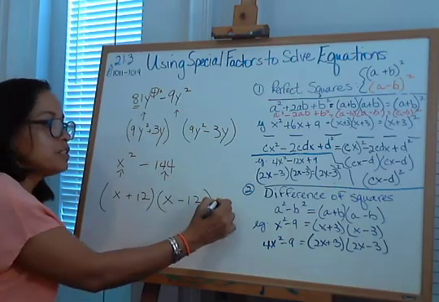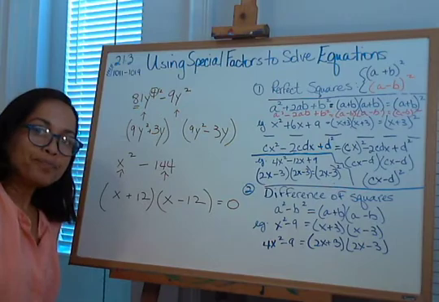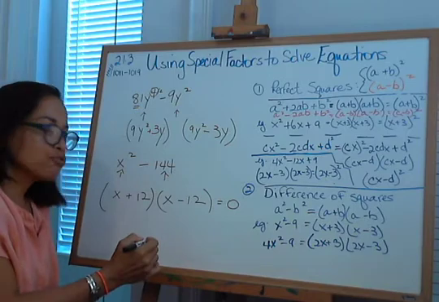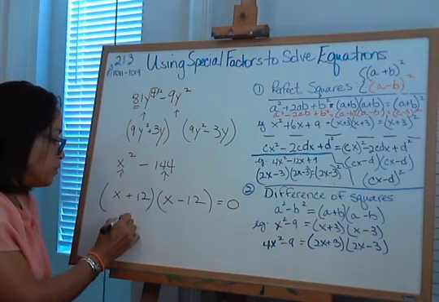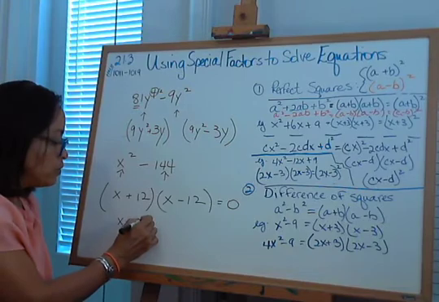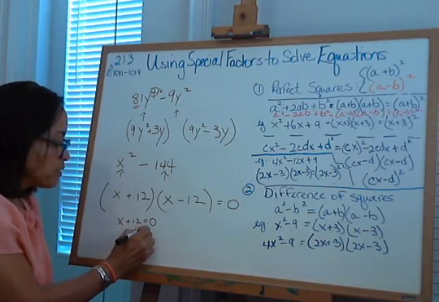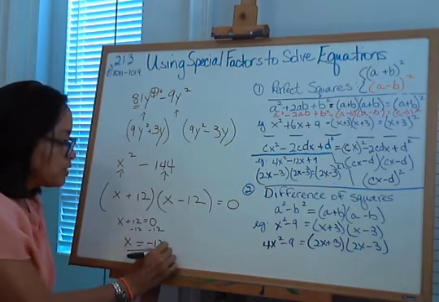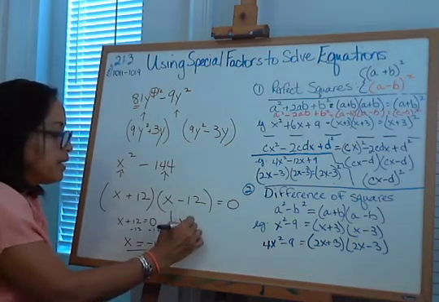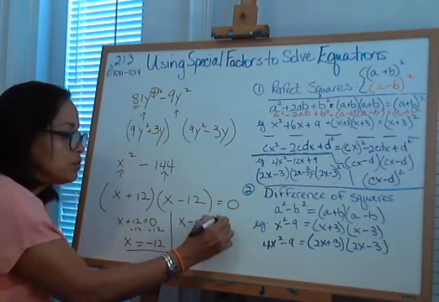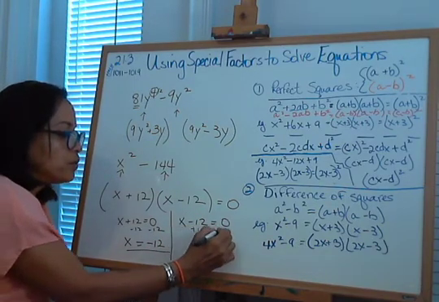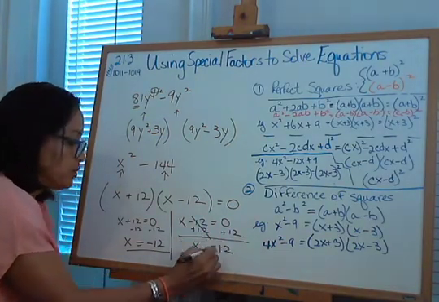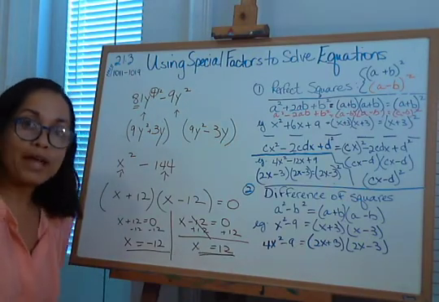If I want to solve this, I set it equal to 0. And now I just have to find out what x will make this true. So if this quantity is equal to 0, then x plus 12 is equal to 0. Subtract 12 from both sides, x is equal to negative 12. That's one solution. What about this side? x minus 12 equals 0. So add 12 to both sides. It's going to get me that x equals 12. So here I have my two solutions for x.